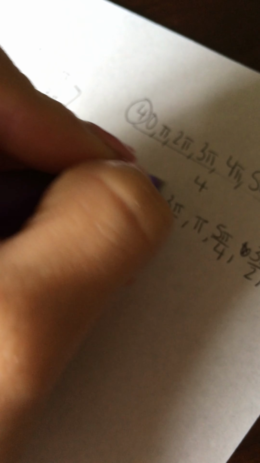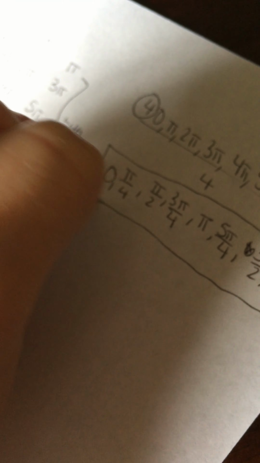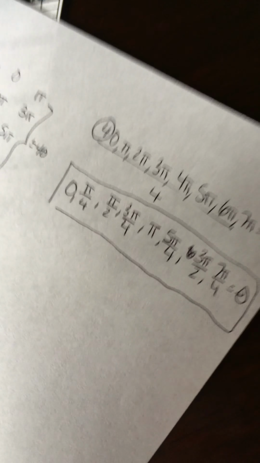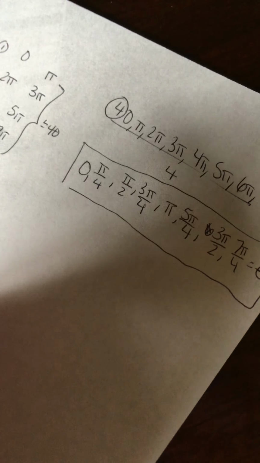And simplify. 0 divided by 4 is 0. Pi over 4, 2 pi over 4, which is pi over 2, 3 pi over 4, 4 pi over 4, which is pi, 5 pi over 4, 6 pi over 4, which is 3 pi over 2, and 7 pi over 4 is equal to theta. Those are our answers. We get 8 results here.